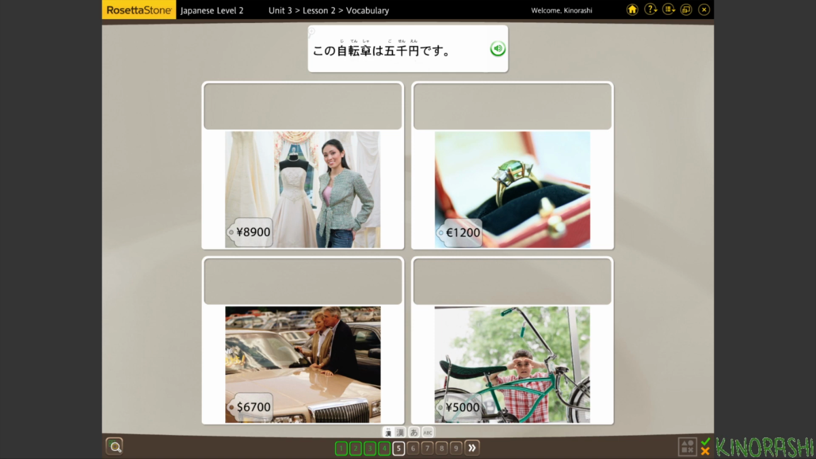自転車, notice the symbol for kuruma, isn't it? Just still a vehicle you move around in, I guess. 自転車 and gosen en. If you remember, that's the Japanese currency. It's pronounced en in Japanese, not yen.